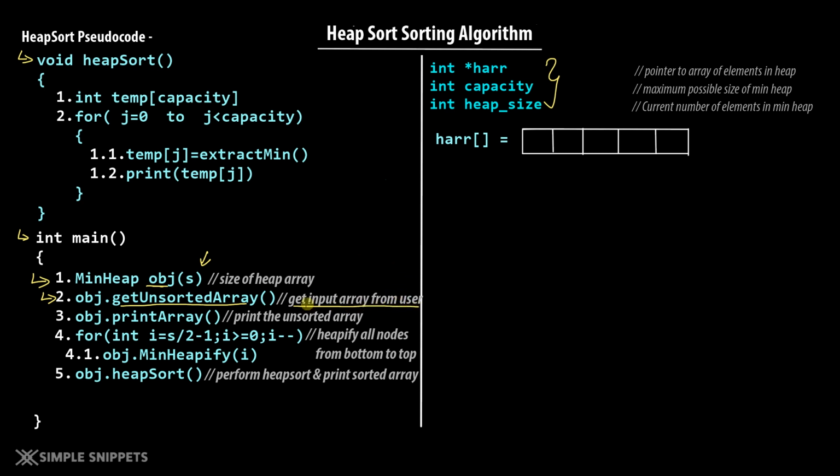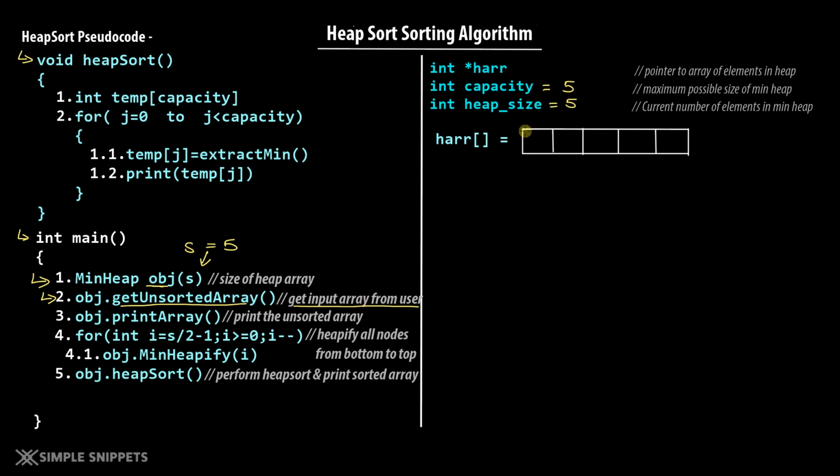Okay, so let's do this side by side by dry running this code. So let's say the size s that you're gonna enter is gonna be equal to 5. Okay, so this size will be assigned as the capacity and heap size both. That is because the user is gonna enter 5 values, right? So at step 2, you're saying get unsorted array. So basically nothing but take the input array from the user.